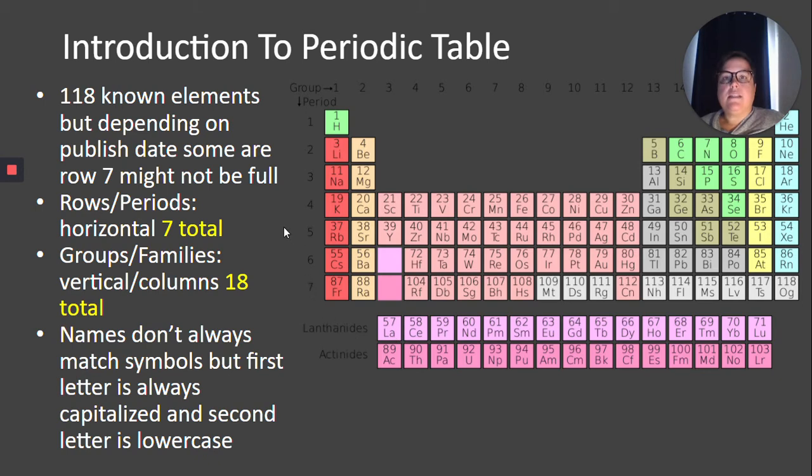Names don't always match symbols, so while you're looking at the periodic table and you're looking for a specific element, just know that sometimes the letter and the symbol don't match. So, for example, if we find sodium, sodium is not S, that's actually sulfur. Sodium is Na, it's number 11 on the periodic table. The symbol is coming from the Latin word for sodium.